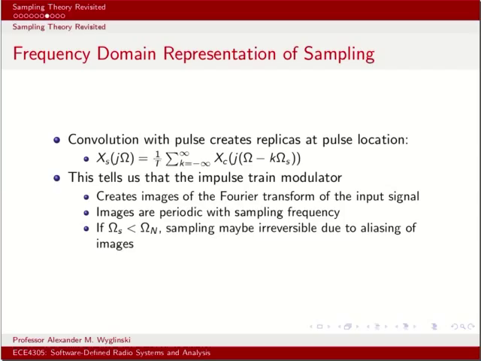What I mentioned before about being able to recreate from a single replica, if we can filter one out from the impulse train of replicas, there is a condition. If we sample too slowly and we have overlap between the replicas, all bets are off. What we get is something called aliasing. Essentially, those replicas start corrupting each other, and we cannot perfectly recover or reconstruct that continuous time signal from its discrete elements. And what happens is we have this minimum frequency called omega n, and that's what we're going to call the Nyquist frequency.